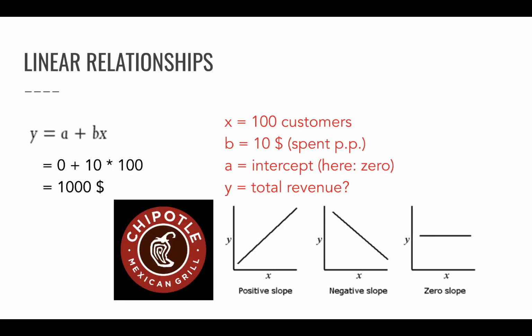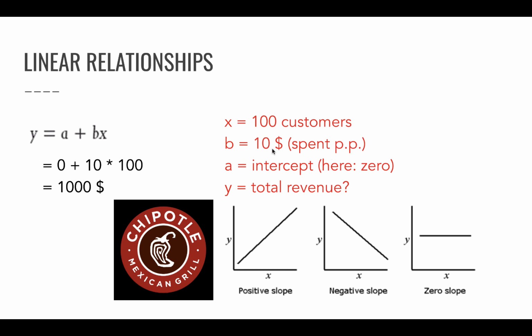An example of a linear relationship would be, let's say you work at Chipotle and you want to know the total revenue at the end of the day. For this example, let's keep it very simple. Let's say 100 customers walk in, so X equals 100 customers, and they each spend exactly $10 per person.